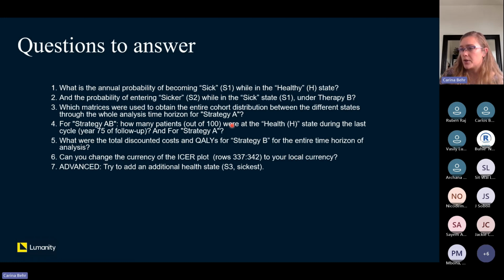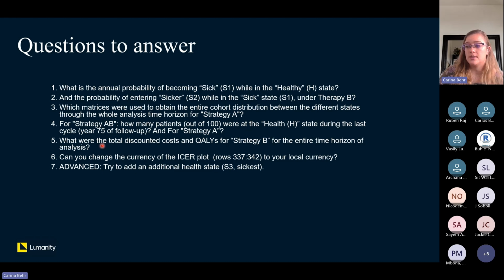Going back to the questions, so then which matrices were used to obtain the entire cohort distribution between the different states through the whole analysis? So yeah, just which matrices were important, and maybe just provide a definition in your own words on what they represent. And then again, from the variables after you run the model, how many patients out of 100 were in the healthy state at the last cycle, so in year 75 of follow-up, and the same question for strategy A.